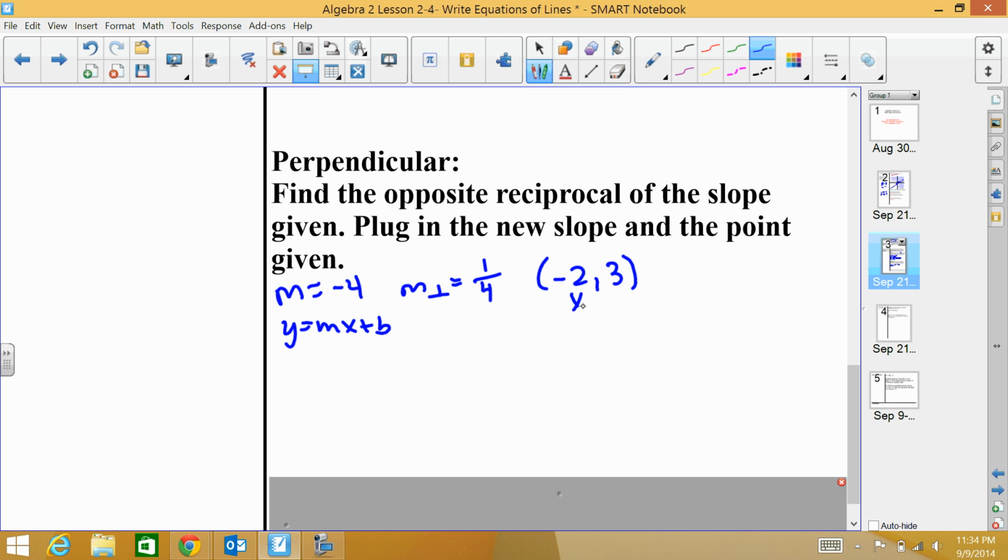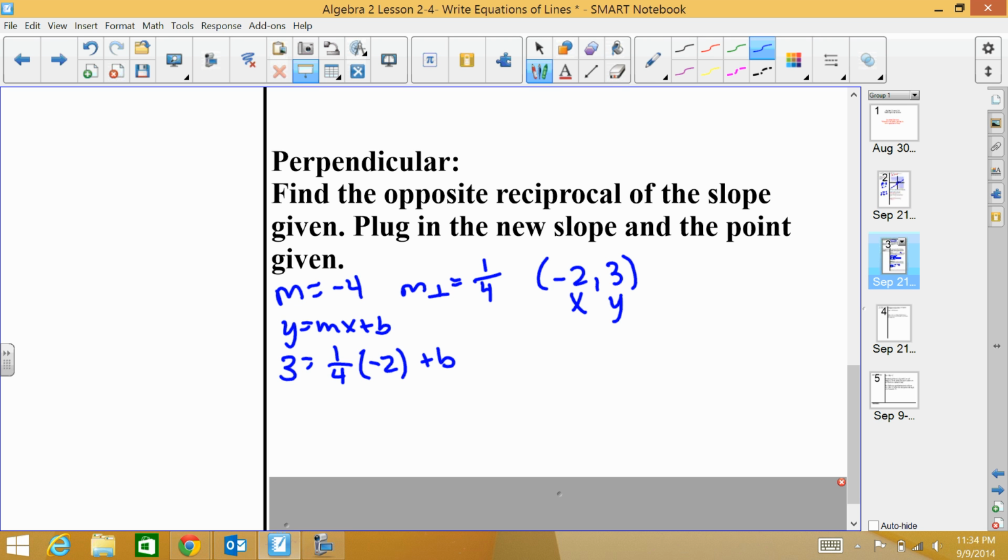So if I use y equals mx plus b, this is my x and this is my y. I'm going to plug in 3 for y, and this time I'm going to plug in 1/4 for m because I'm doing the perpendicular. Oh, and I forgot to do my x. Let me go back. Okay, sorry about that. So 1/4 was my slope. And then for x, I'm plugging in negative 2. And then I have plus b.